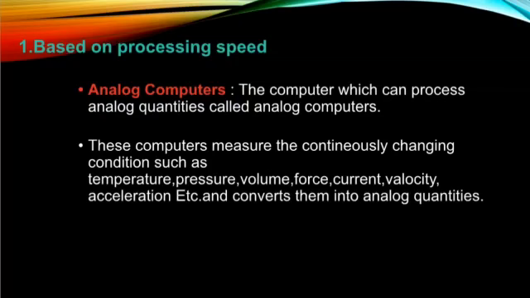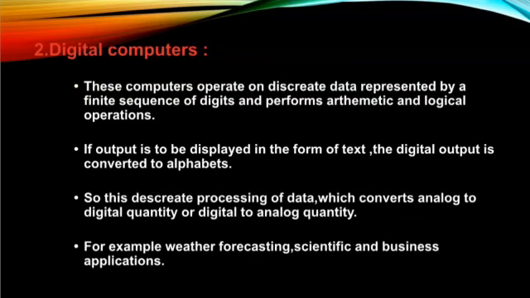Basically, computers are classified into three categories depending on the type of data they are designed to process: analog, digital and hybrid. In analog computers, the computer which can process analog quantities is called an analog computer. These computers measure continuously changing conditions such as temperature, pressure, volume, force, current, velocity, acceleration, etc. and convert them into analog quantities. Limited memory, and analog computers are in particular used in chemical processes where continuous measurement is needed.